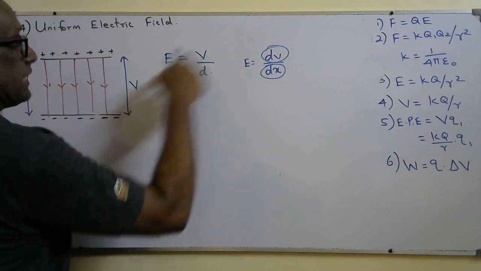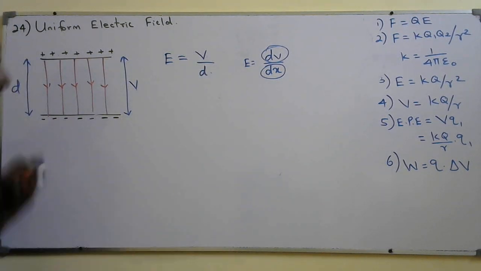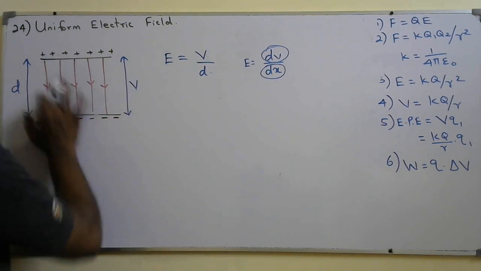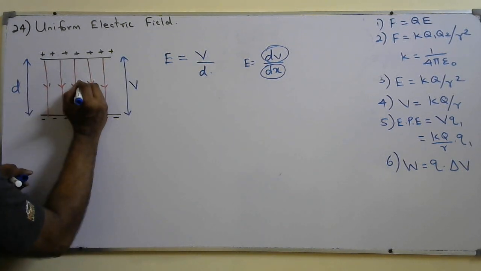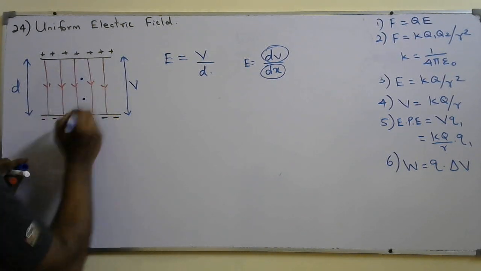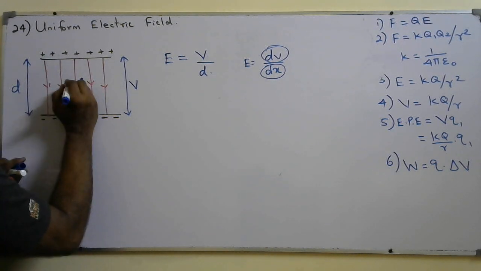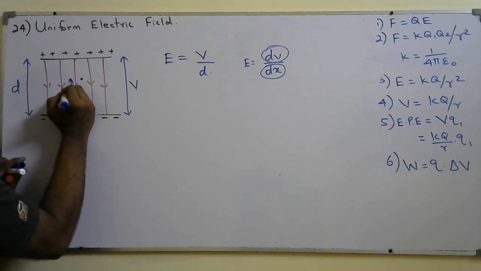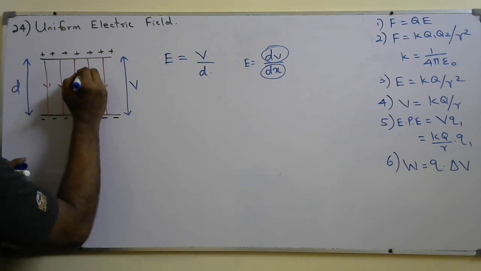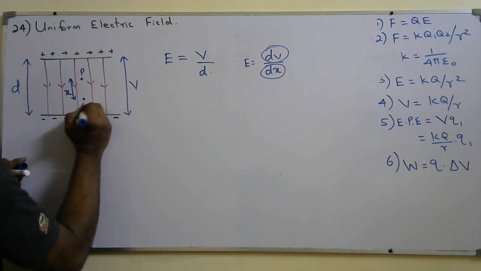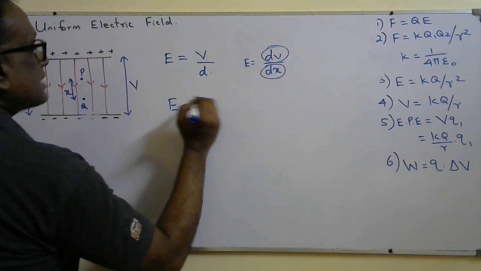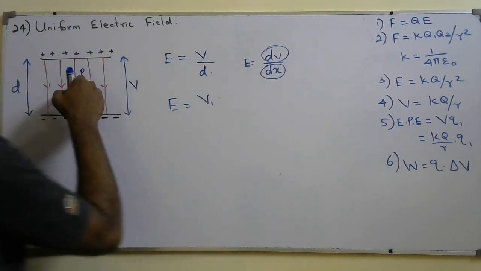So the electric field strength equals V over D. It's a uniform electric field, so everywhere the field strength is the same. If I consider two points in the region between the parallel plates, at a distance x which is not equal to D, then the potential difference between these two points P and Q is given by that, also with the same electric field strength.